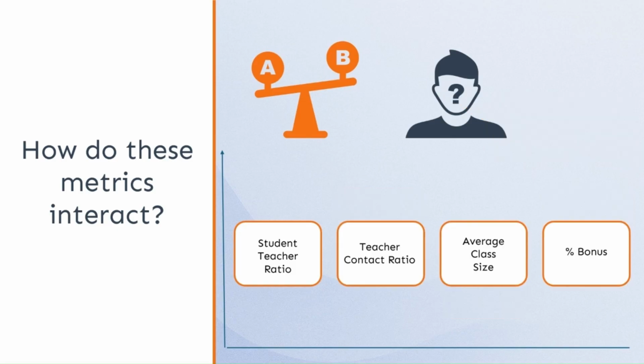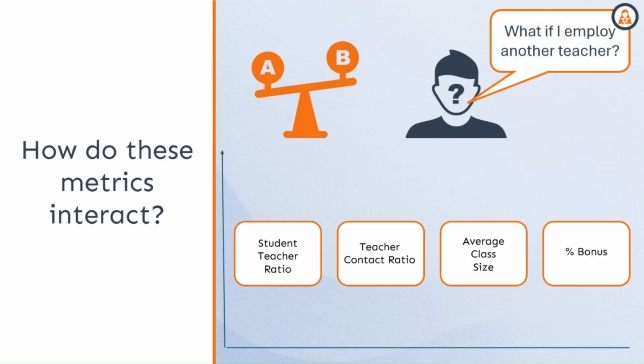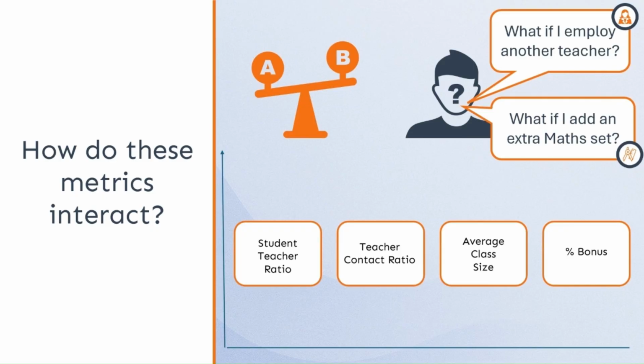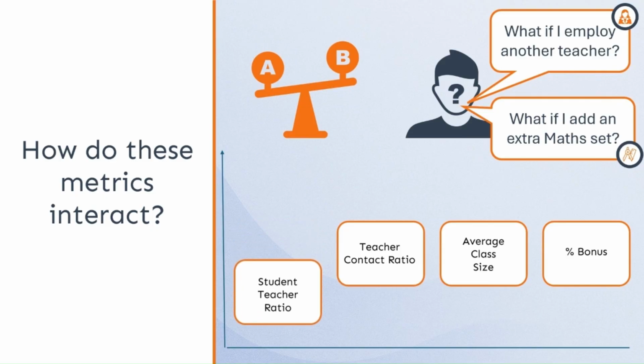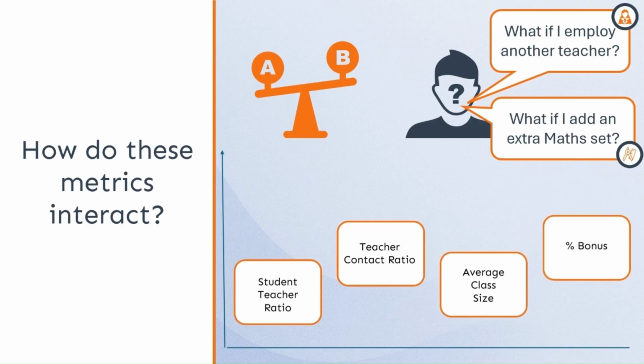Finally, what if the head wants to do both? Hire another teacher and another set. The student-teacher ratio goes down because there are more staff. The average class size goes down, there are more sets. The percent bonus goes up because there's more curriculum provision. The teacher contact ratio, now this one's interesting. Hiring a teacher pushes it down, adding a set pushes it up. So the two effects partly cancel each other out. This is exactly the kind of interplay that ICFP is designed to help you model.